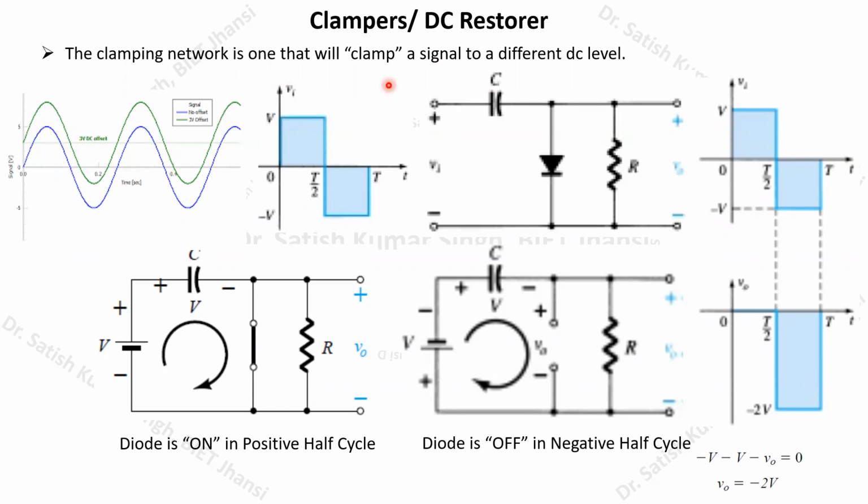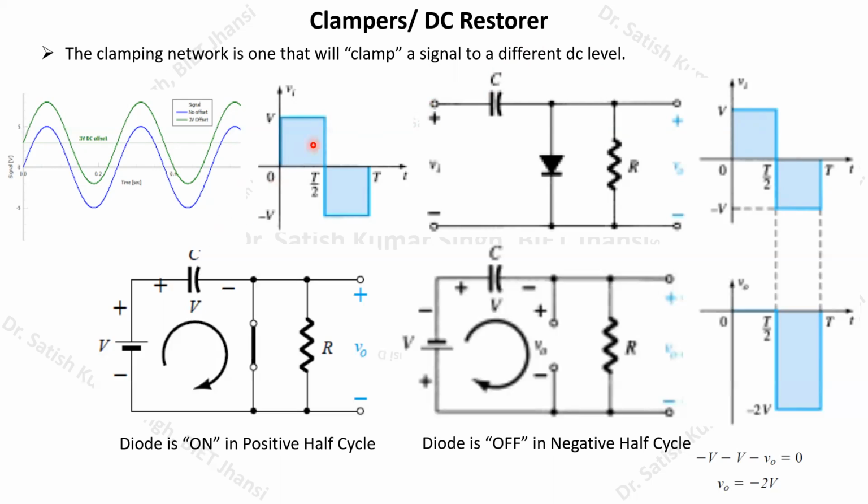Clamping means, in other words, a shifting of a signal either in the upward direction or in the downward direction, based on the network. First, try to understand what it means to have a different DC level. Then we will see how it is upward shifting or downward shifting. So that we have to understand first.